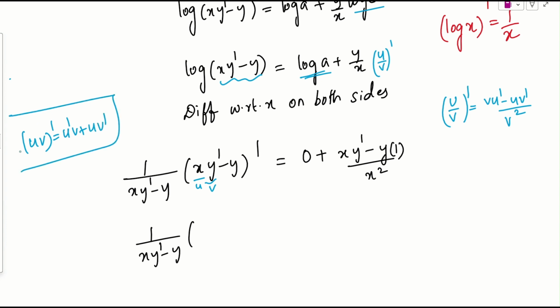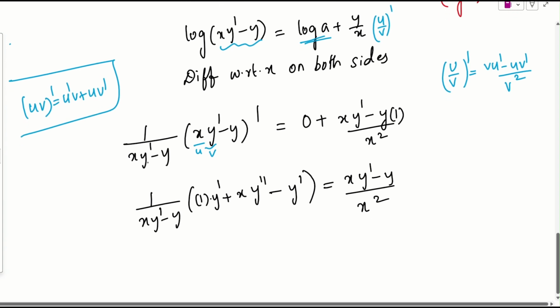See, whenever a formula or notation comes, I'll be using the right side of the page or the left side of the page. Okay. Continue. u into v. So the derivative of x will be 1 into y dash plus x as it is, and the derivative of y will be y double dash. Minus, the derivative of y will be what? That is y dash is equal to x y dash minus y by x square. If you still have a doubt, just let me know. One by one I am applying the derivative.